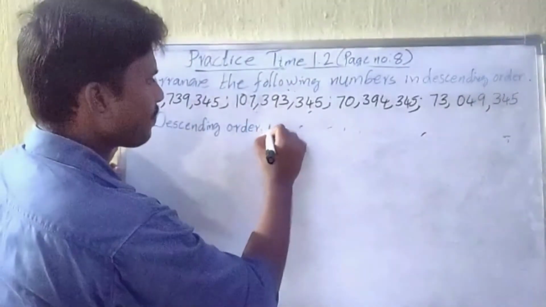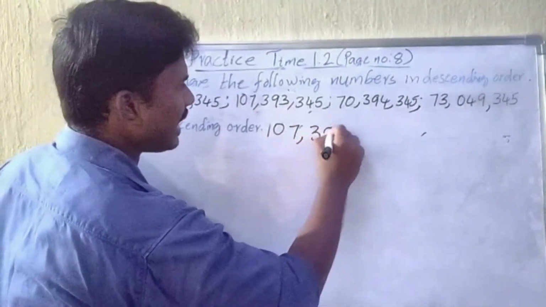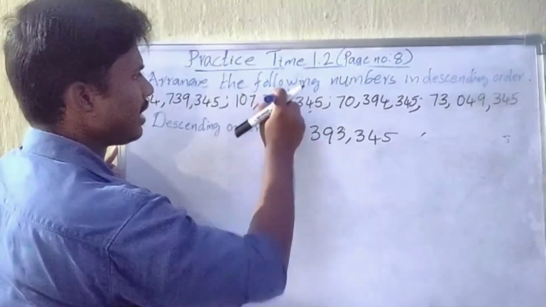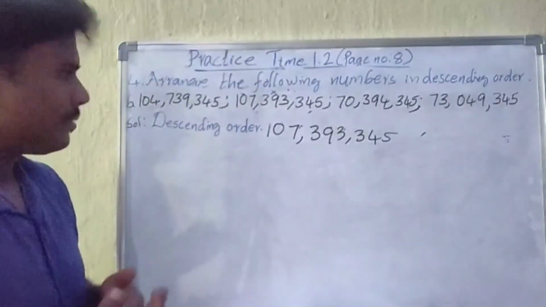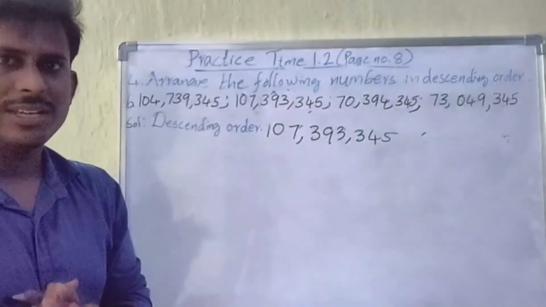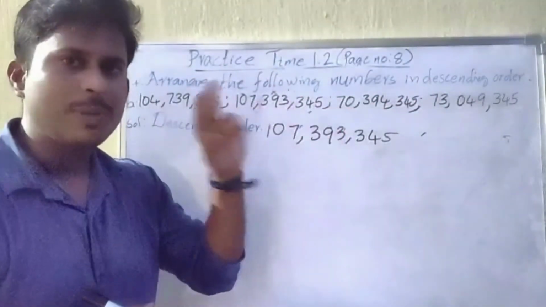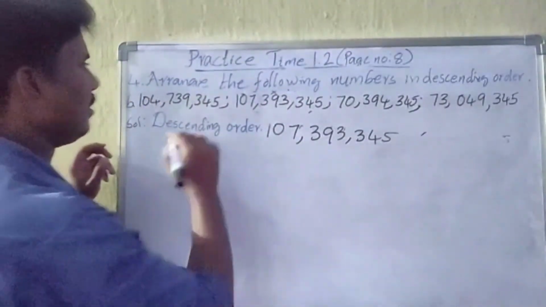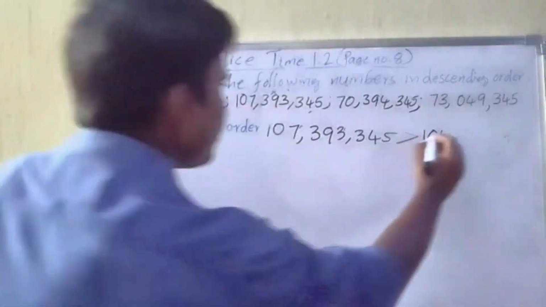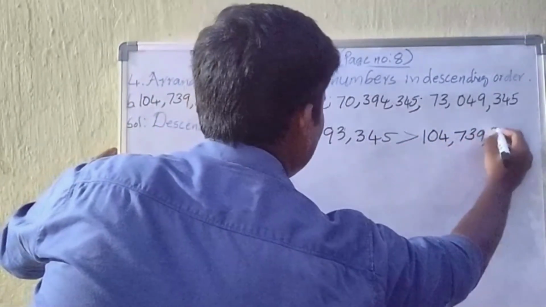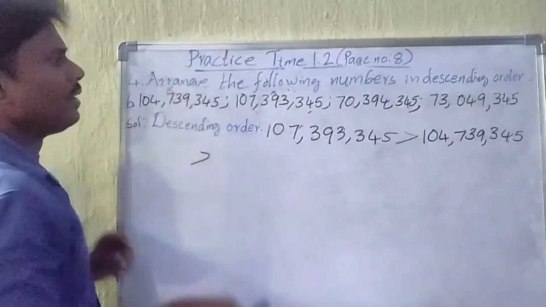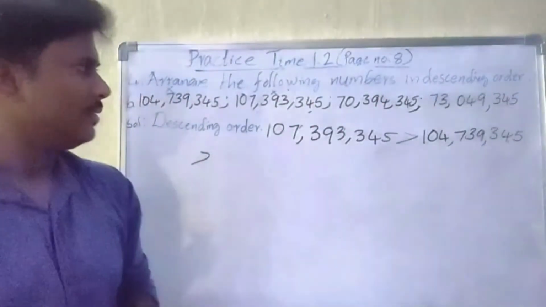So I am writing first here 107,393,345. So completed, striking off. So the next number will be 104 million, because these are 70 million, 73 million only. We have only 2 places in the millions period here, and here are 3. So this number is greater than 104 million 739,345 is greater than. We are left with only 2 numbers.